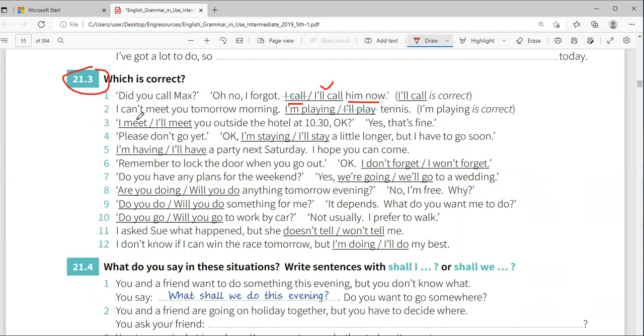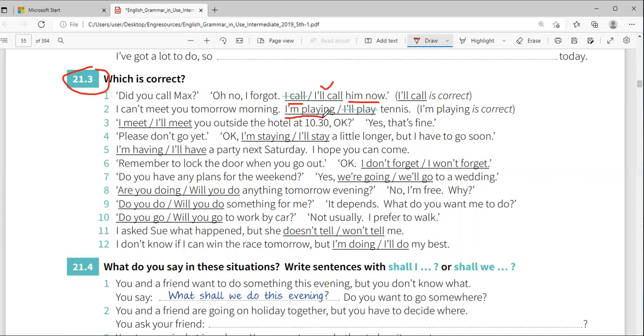Your question says? 21.3, right? I can't meet you tomorrow morning. I'm playing tennis. So the answer is I play, or I will play, or I'm playing. Actually, the answer is I am playing.